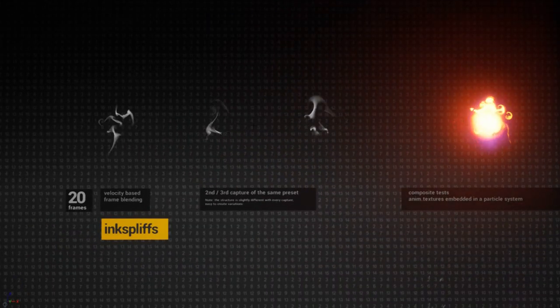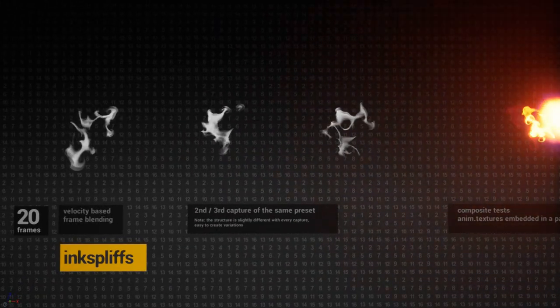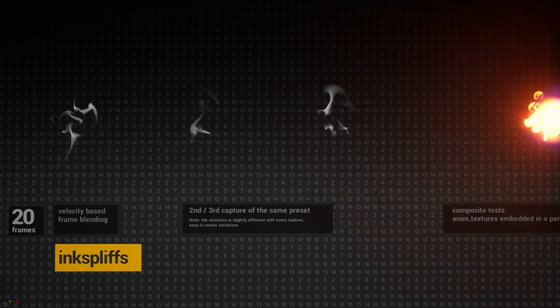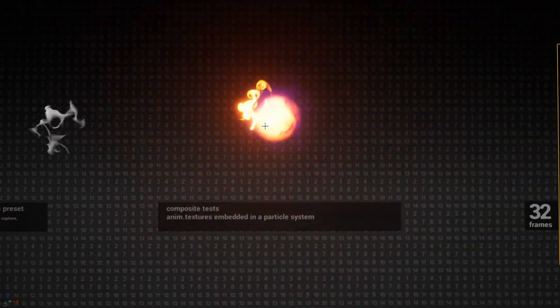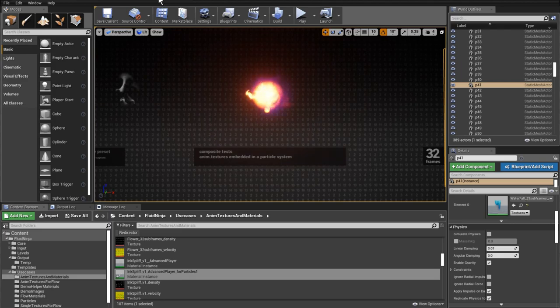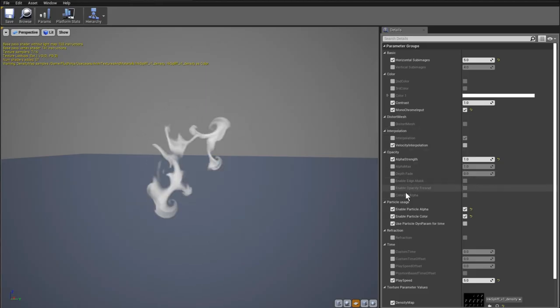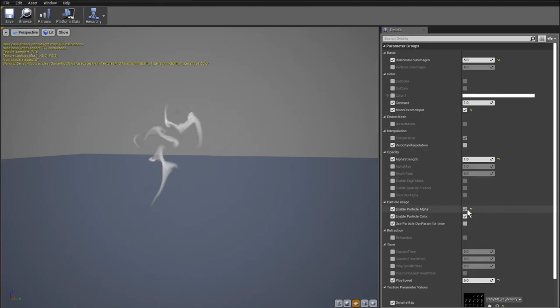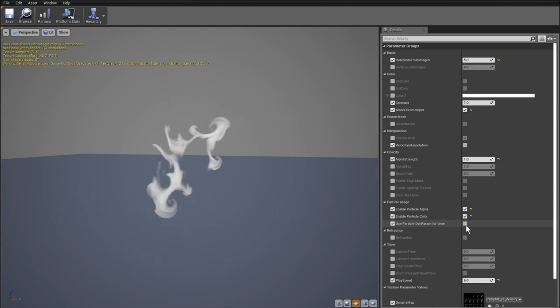So that is how this flipbook and the container material is controlled by Cascade particles. And to achieve this, you have to enable particle usage options for color, alpha, and dynamic time parameter.